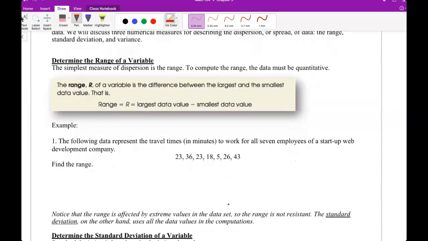Okay, next page. Now in this part we should determine the range of a variable. How are we going to find that? The range of a variable is the difference between the largest and smallest data value. So finding the difference between these two, showing it with R, largest data value minus smallest data value, that is the answer for range.